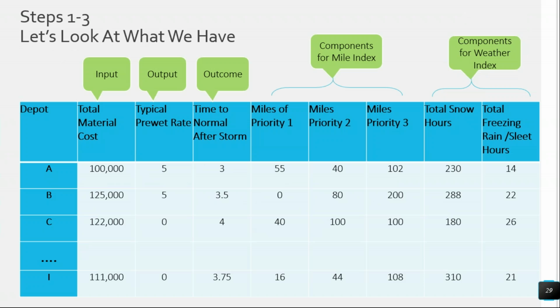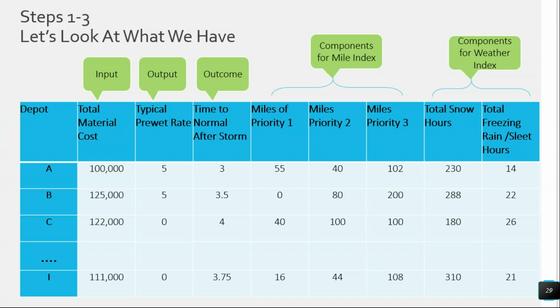So I'm going to bunch steps 1 through 3 here. I'm going to take a look at what we've got. So we've got depots A through I. I chopped this chart off a little bit so you can read the numbers a bit better. But in column 1, we have an input.